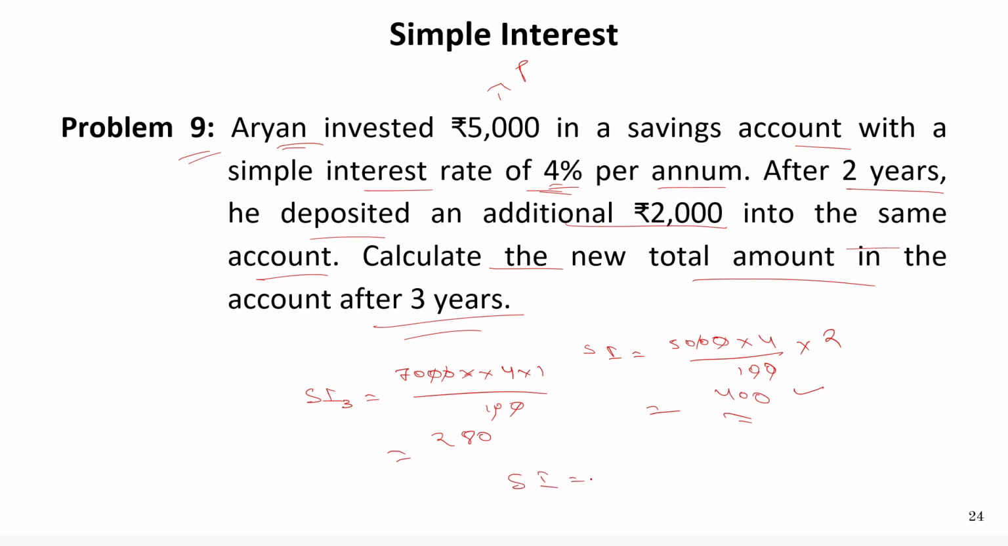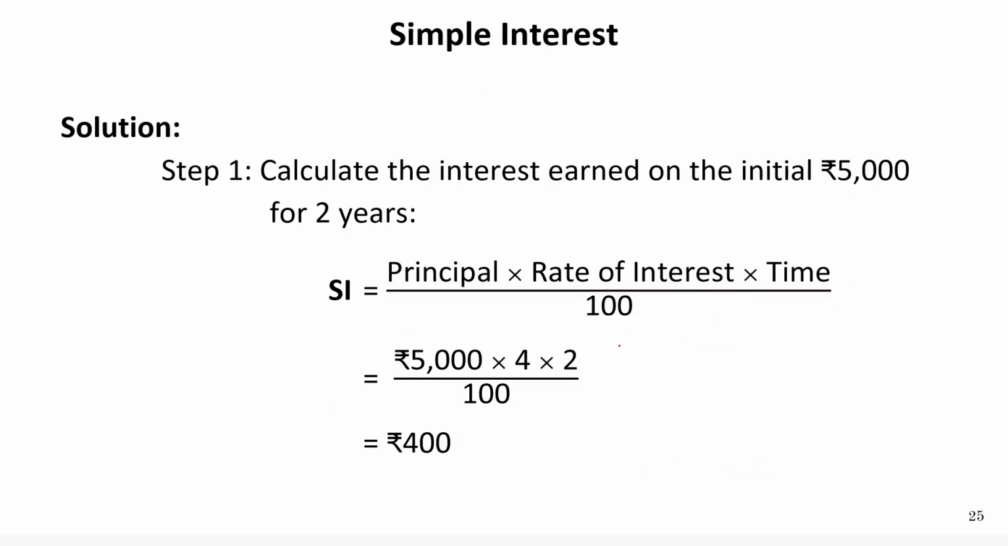So SI is equal to SI2 plus SI3 is equal to 400 plus 280 is equal to 680. So the total amount of interest earned is this much, and the total amount is equal to 7000 plus 680 is equal to 7680. So this will be the final amount.